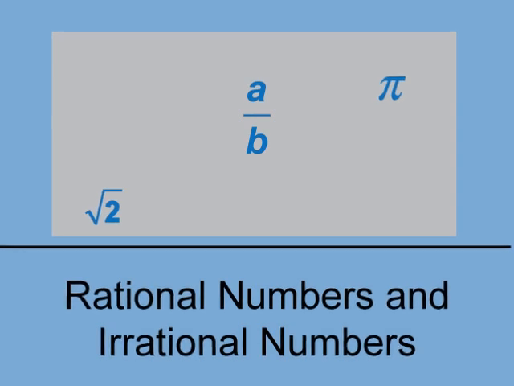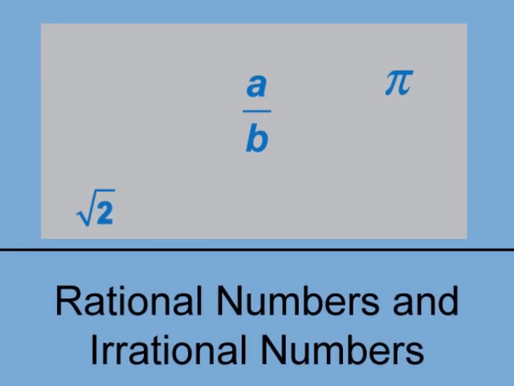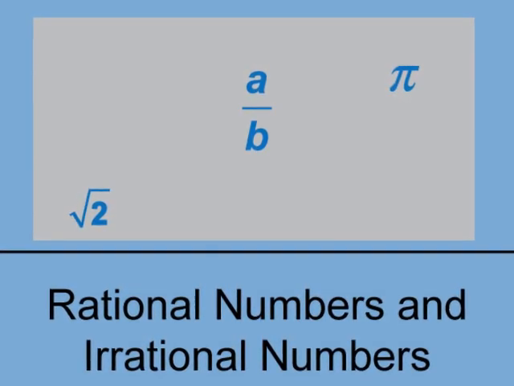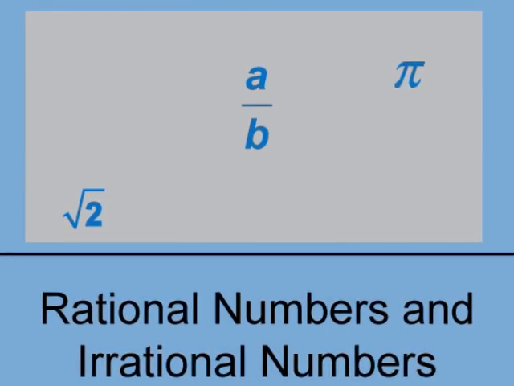Rational numbers include integers, fractions, and certain types of decimals. In this video, we continue exploring different types of rational numbers and introduce the concept of irrational numbers. Let's start with an example.